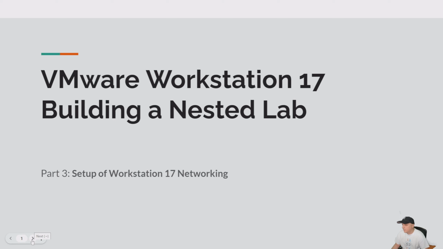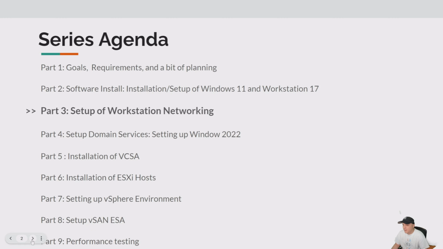In this session for building a nested lab with Workstation 17, we're going to be going through part three, which is a setup of the actual networking. As you can see, I've changed the parts around a little bit. I was going to do networking and the setup of Windows at the same time, but there are a lot of steps in setting up the Windows 2022 Active Directory, so I split that out. So now there are nine parts in this series.